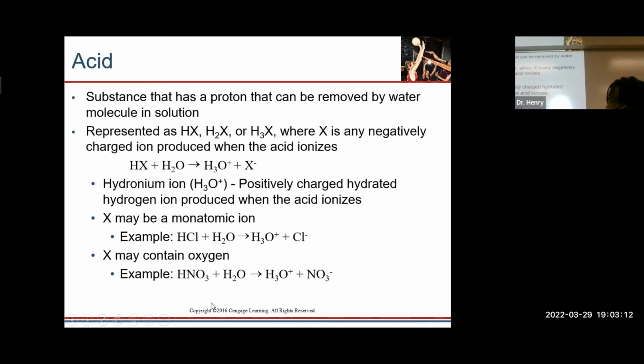Okay, so it's going to form the hydronium ion and the nitrate ion.